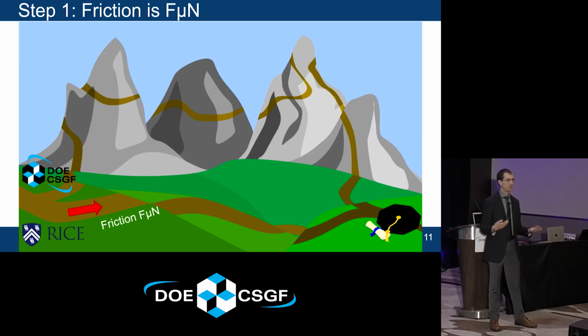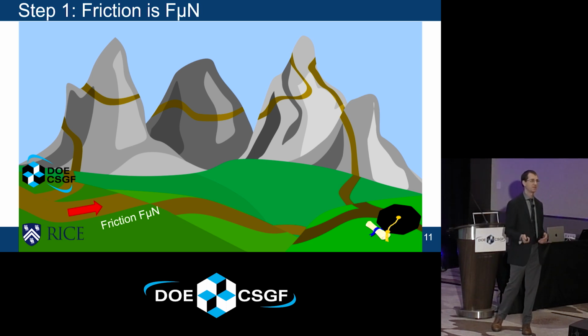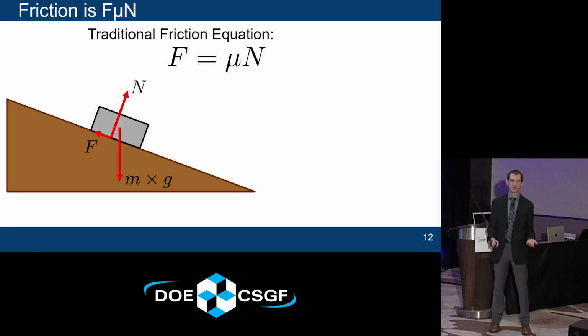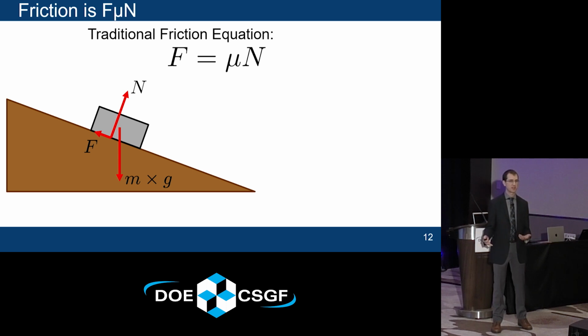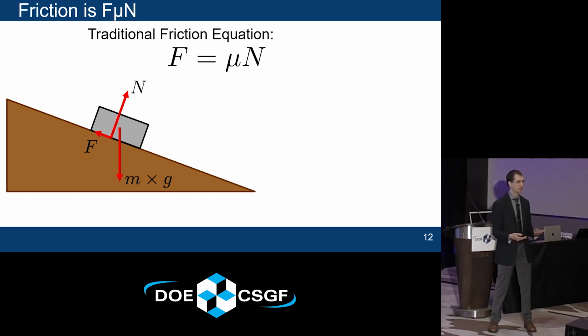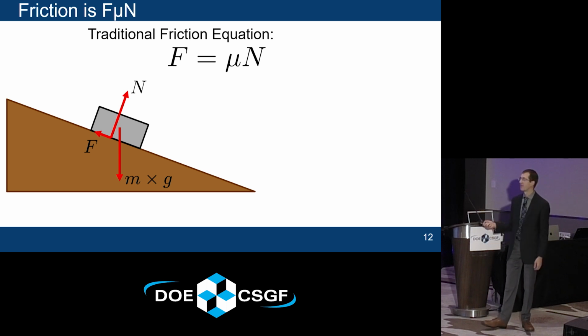So step one for this modeling is that friction is fun, or F equals mu N. If you took an introductory physics class at some point, you probably would have seen an example like this. What you would learn in that physics class is that this block will start sliding down this ramp when the force pushing it down the ramp is equal to some constant friction coefficient times the normal force. So this is very simple, seems straightforward for what friction is.